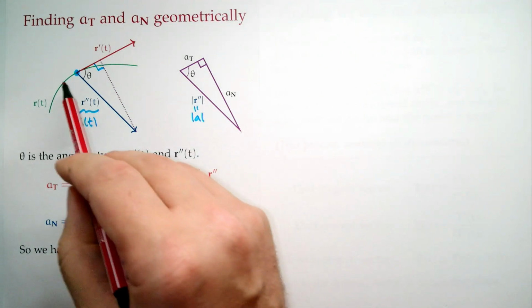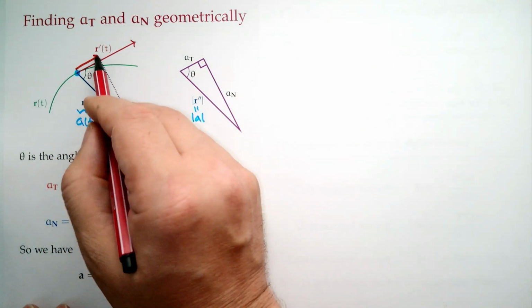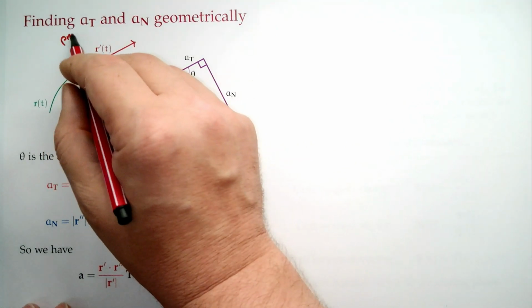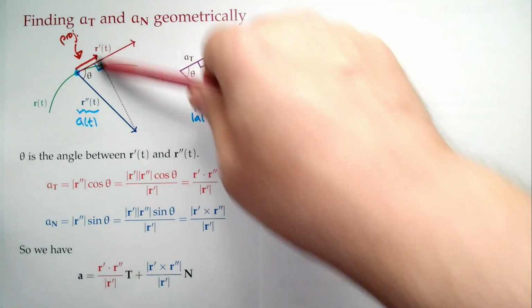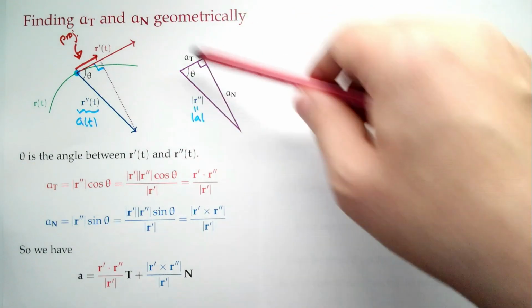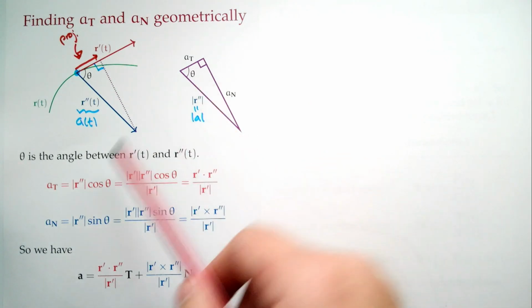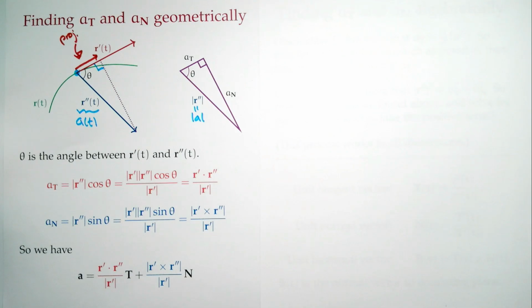So if you projected r double prime onto r prime, you'd have this vector, and this is the projection. The other part, well, that's the perpendicular part. So this is the a sub n. So now I say, okay, I have a triangle. I have this angle, the angle between my velocity and my acceleration. And I start saying, all right, how do I find the pieces?